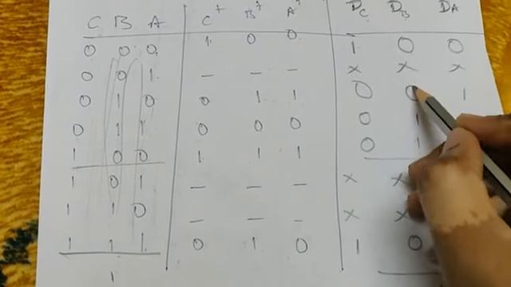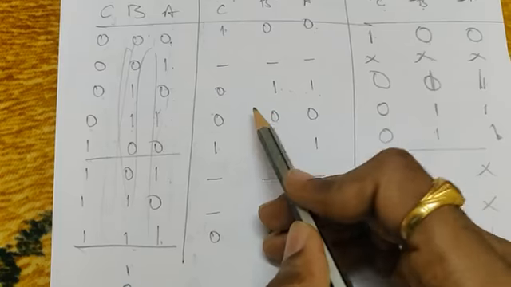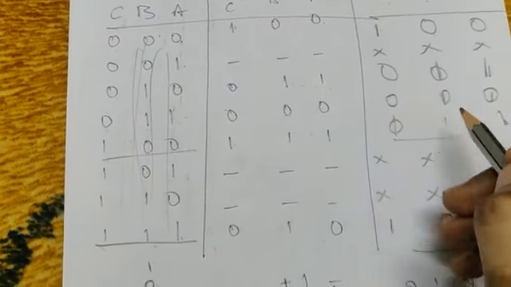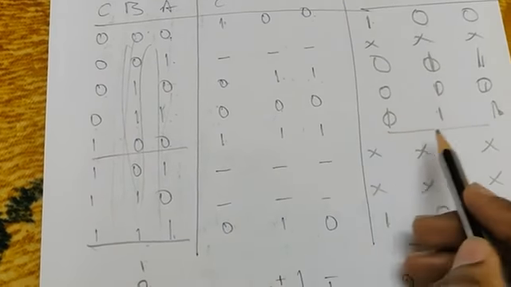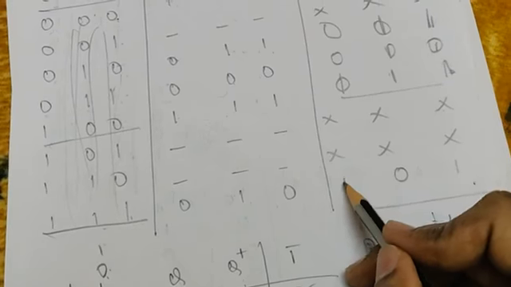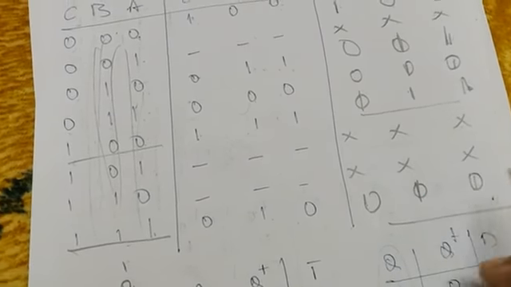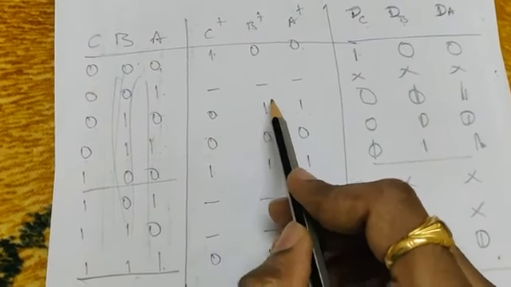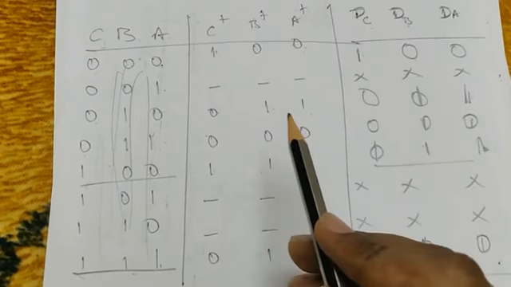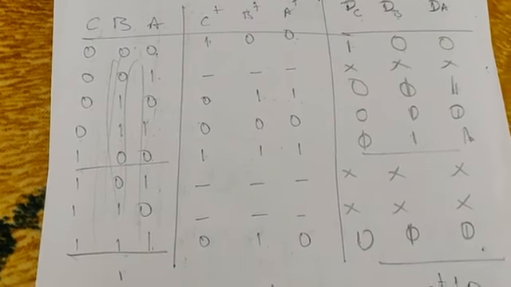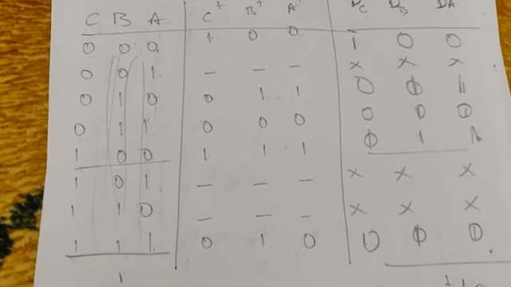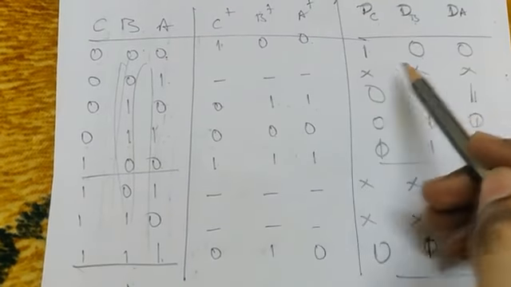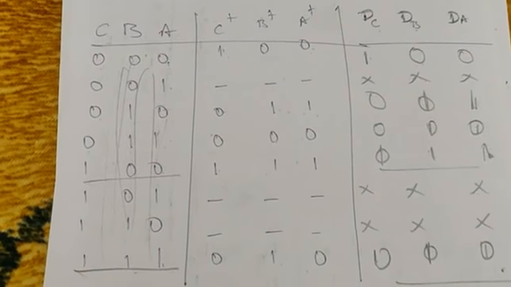So whatever you wrote: 1, 0, 0, the same thing. 0, 1, 1 will be 0, 1, 1. 0, 0, 0 will be 0, 0, 0. 1, 1, 1 will be 1, 1, 1. And 0, 1, 0 will be 0, 1, 0. It is the same thing, because whatever you are writing here, that will be here. So the next state will be the D. That's it. Directly you can write whatever the data is present here. This is with respect to D flip-flop.